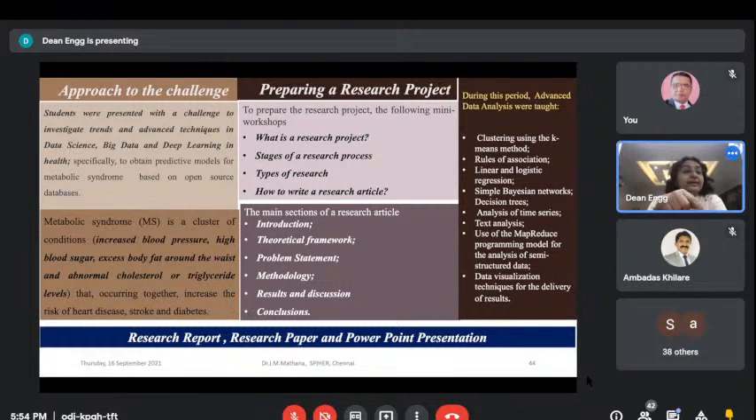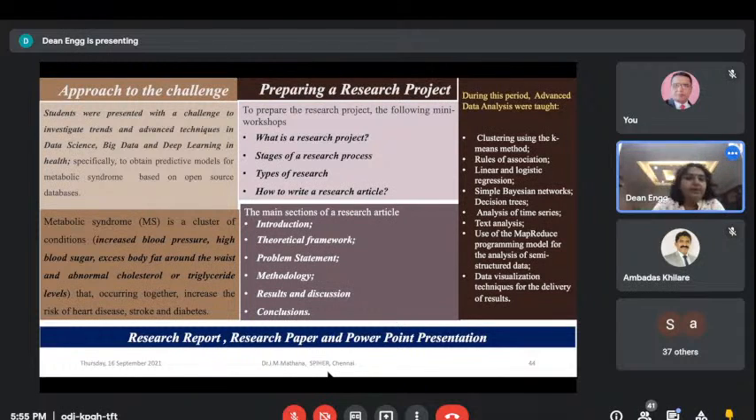So now here the student has to investigate the trends and advanced techniques in data science and big data. So they are asked to predict the models for metabolic syndrome based on open source database. So this is the problem given by the faculties to the student. What is the problem? They have to get predictive models for metabolic syndrome based on open source database with the help of trends and advanced techniques in data science and big data. Okay, so this is the problem. Metabolic syndrome means it is a cluster of conditions, that is increased blood pressure, high blood sugar, excess body fat around the waist, and abnormal cholesterol or something.